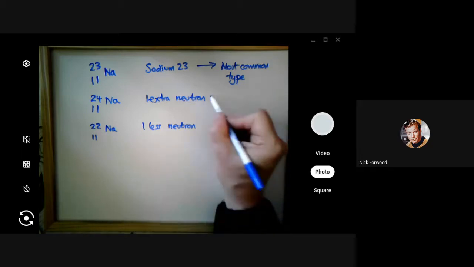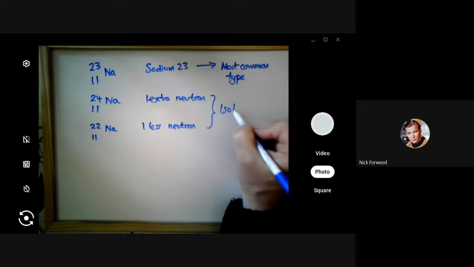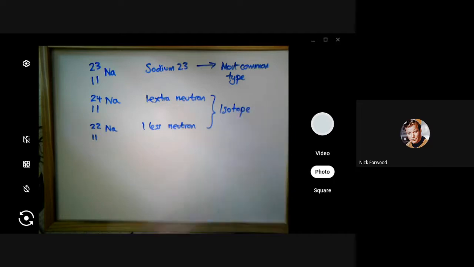These are called isotopes. So what is an isotope? An isotope is the same element. They're all sodium. Sodium's defined as having 11 protons, but it's got an extra or less neutron in the nucleus, and they're called isotopes. Now, there are, in fact, some other isotopes of sodium, but they're extremely rare, and they're usually radioactive, and they don't hang around very long. They usually have quite short half-lives. You'll have done some stuff about half-life in National 5.